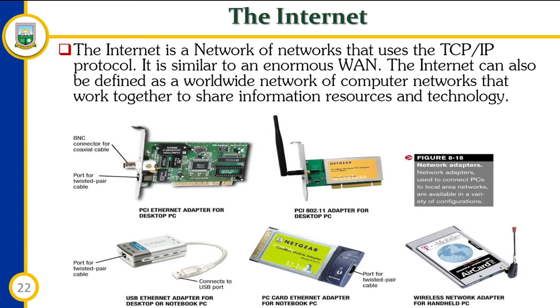Still on the internet, I explained earlier, let me just give a recap of it. The internet is a network of networks. It's a network of networks that use the TCP/IP protocol, the Transmission Control Protocol and Internet Protocol. This type of protocol is used by the internet to fetch and get us the information that we need online, which is quite similar to the enormous WAN that we already know, the wide internet.